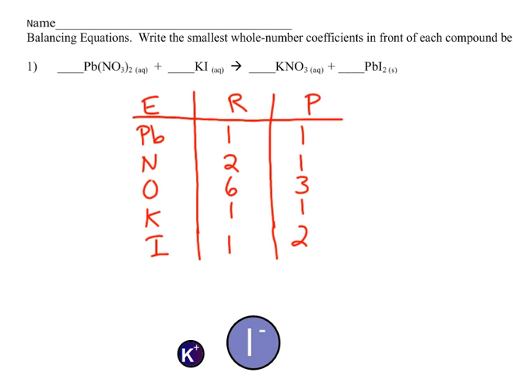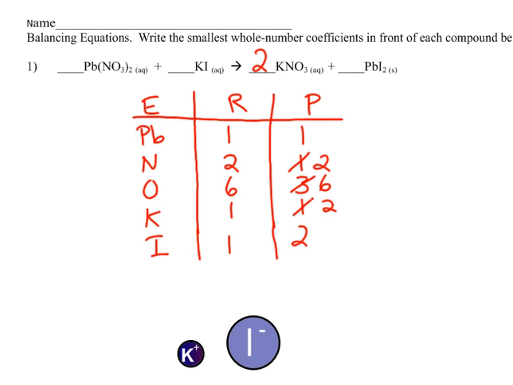So let's try to fix one of those elements. I'm going to start with nitrogen just because it's the first element down the list that is not balanced. So what I want to do is to make the nitrogens on the product side be equal to 2. To do that, I'm going to put a 2 in front of the KNO3. Now, we have to adjust our inventory. That makes us have 2 potassiums, 2 nitrogens, and 6 oxygens. Okay? So by putting the 2 in front of the KNO3, we've adjusted the nitrogens, we've adjusted the oxygens, but we've thrown off the potassiums.